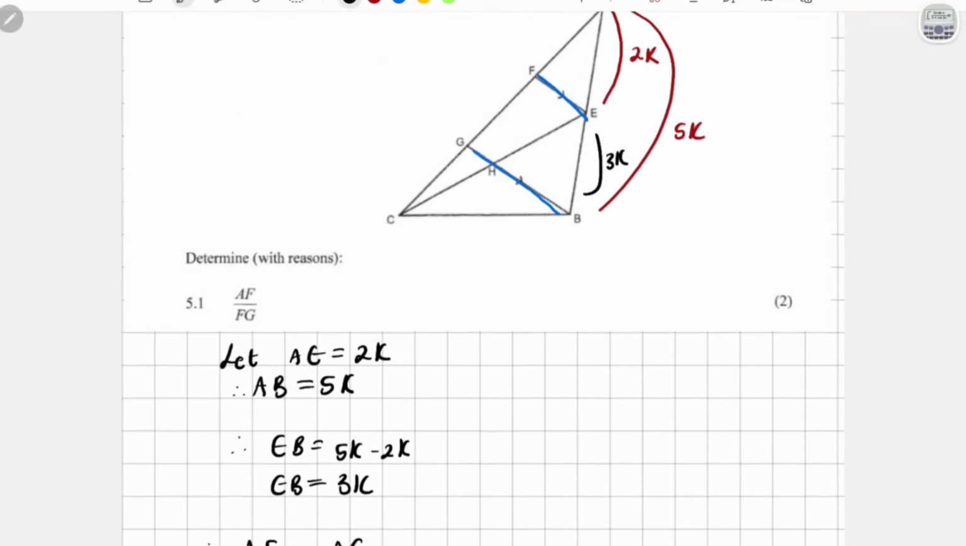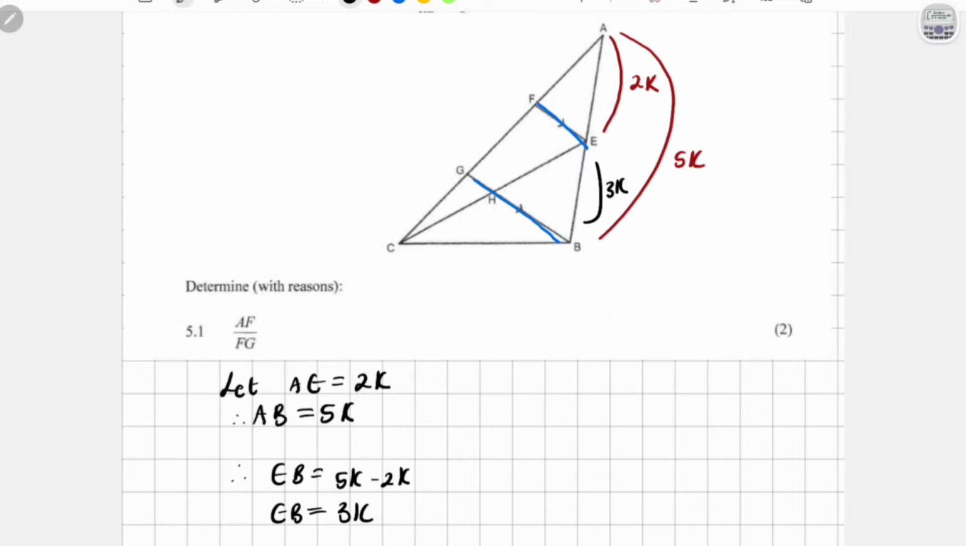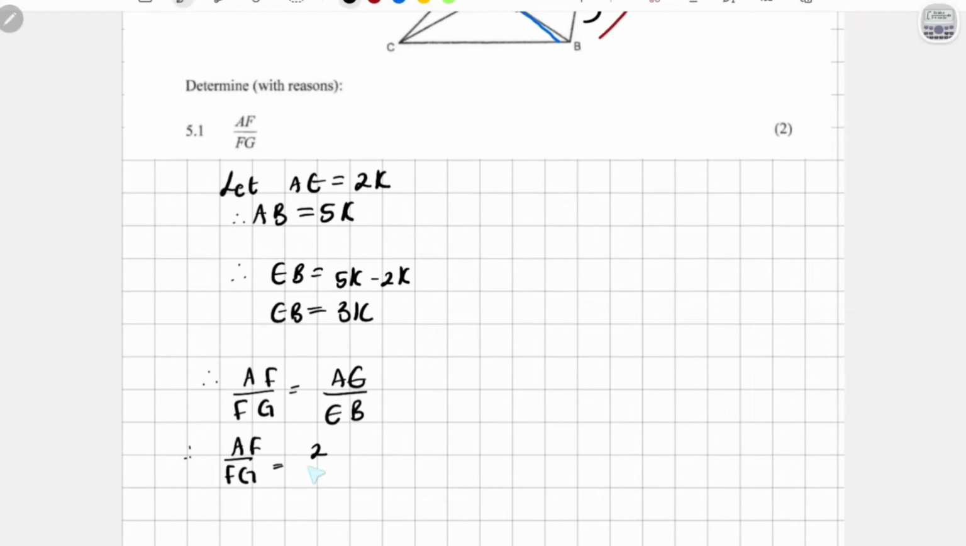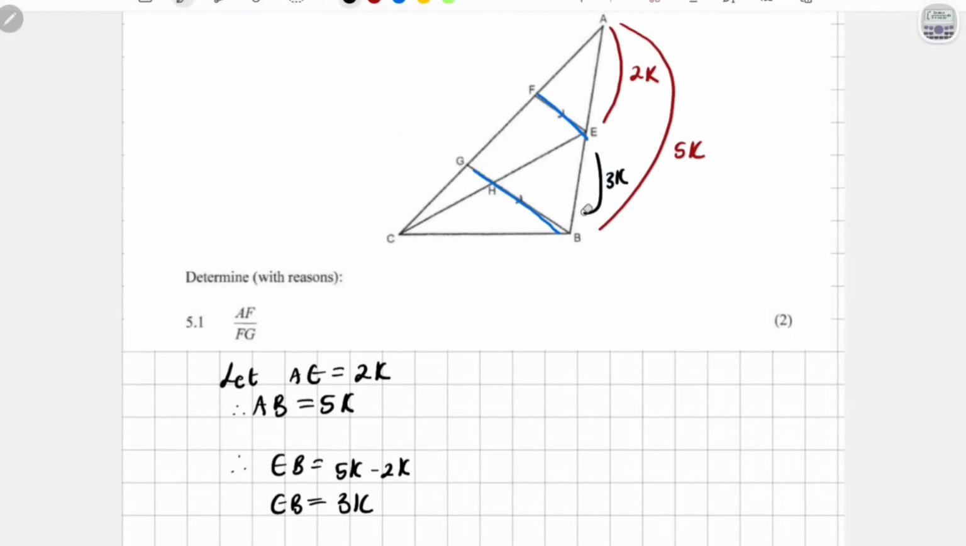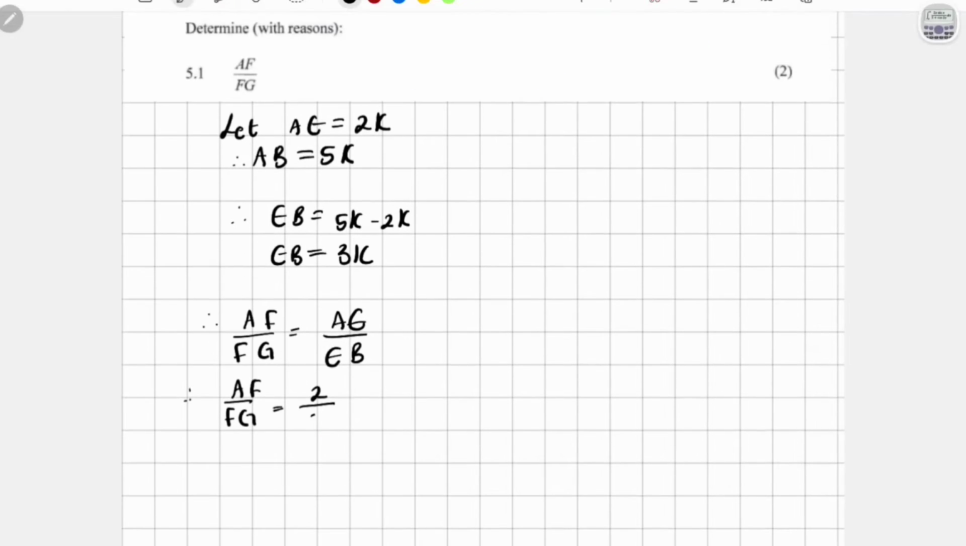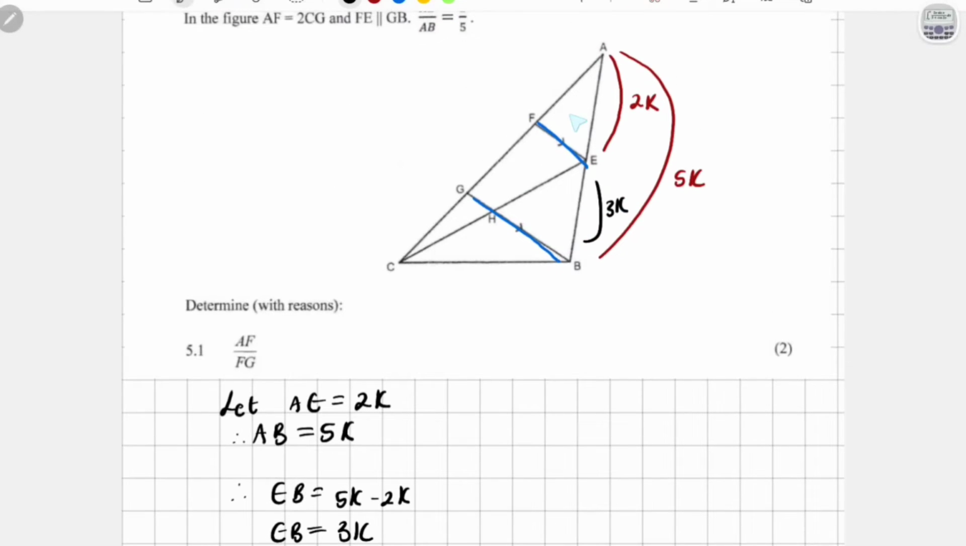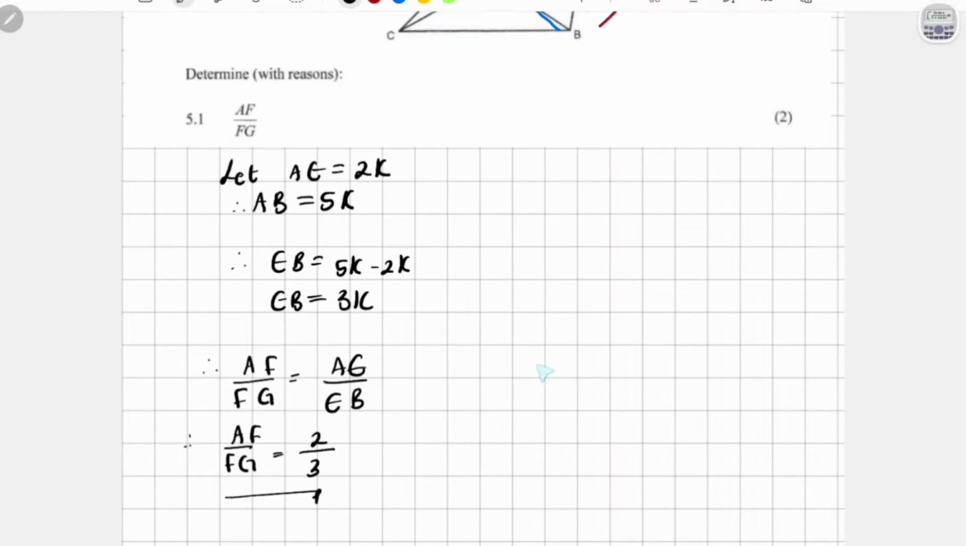Now I know what these proportions are, so AF over FG is equal to AE, the ratio of that is 2, so I can just say 2 over EB, the ratio of that is 3. Even if you put it in terms of K, do you see that the K's would still have cancelled? That's why I left it like that. And so there, that is our proportion. But I forgot to say here, when you use proportions, as you can see, we use one hand side and say that those proportions were equal to the other hand side. You need to give a reason.